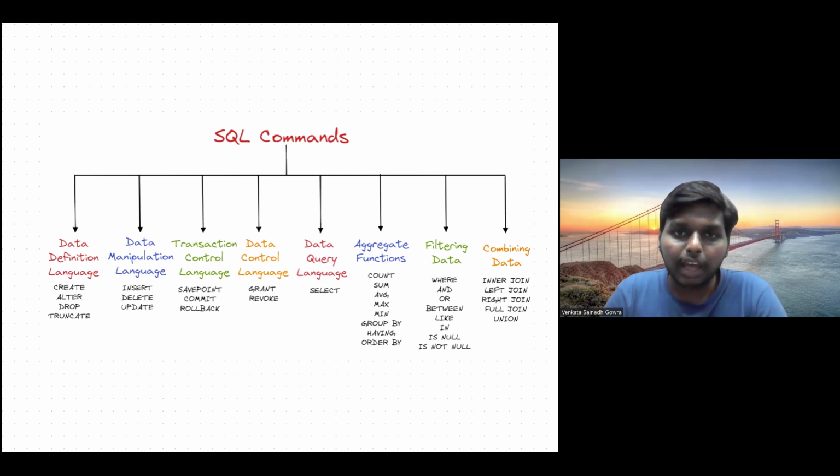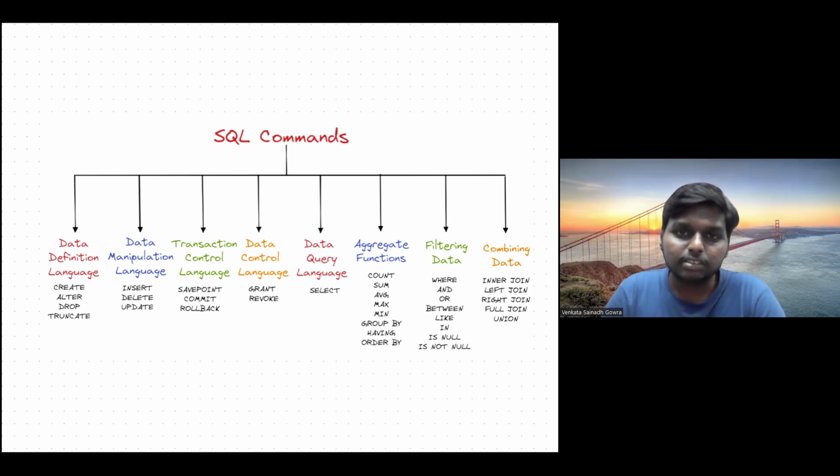In data query language, DQL, we use select. Select means it selects the data and displays it on the screen in the form of a table.